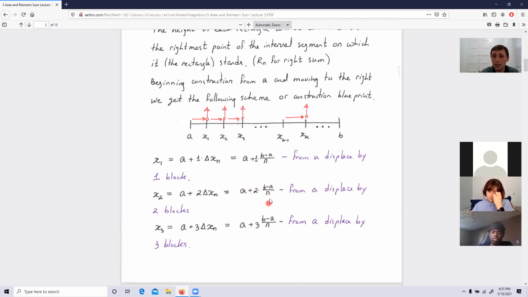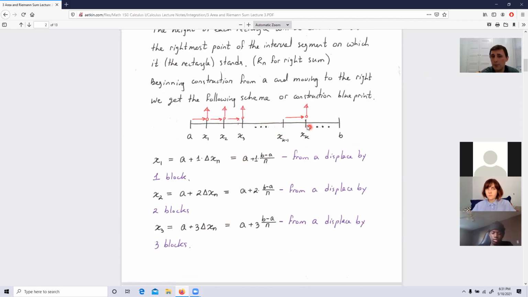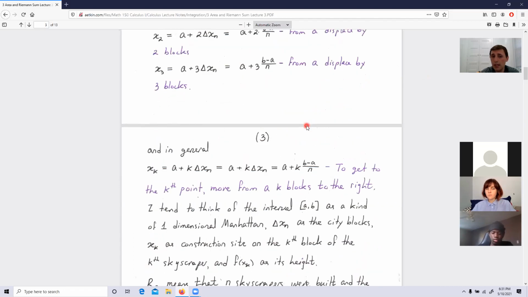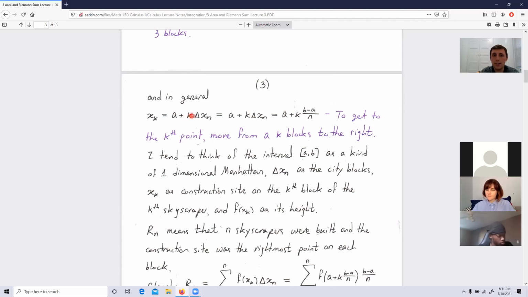And onwards, right? In general, guys, how do I specify any kth point? To get to this kth point for any k, I just have to start at A and move k blocks. I hope you understand abstraction here, guys. K is just whatever number of blocks. If k is 3, then move 3 blocks. If k is 4, move 4 blocks. So the general point of construction is A plus k times delta xn, which is A plus k times (b minus a) over n. Good?